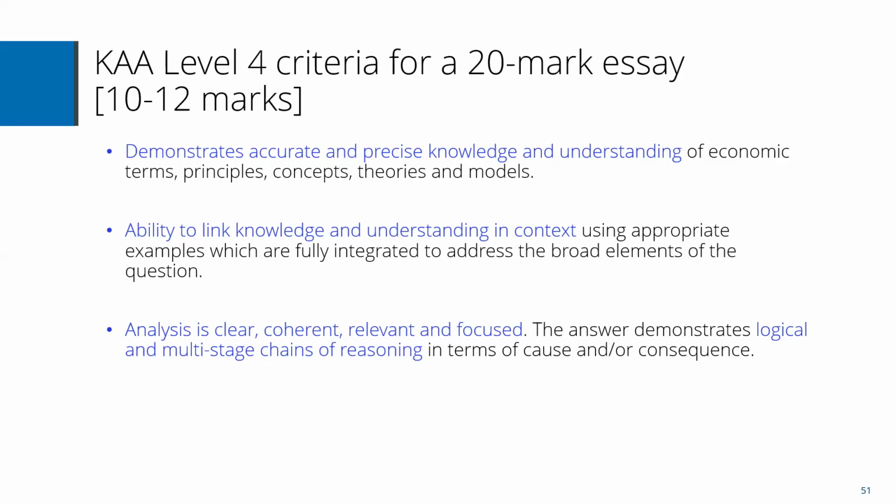But what we are looking for, as you can see from this analysis, this third bullet point here, clear, coherent, relevant and focused analysis. And then the key thing, the answer demonstrates logical and multi-stage chains of reasoning in terms of the cause and the consequence. So what leads to something else, which leads to something else. And remember, this is, it may happen, it could happen. It's not guaranteed to happen, perhaps. Understanding that will is not necessarily the best word to use. Could, should, may is usually a better understanding. It gives that idea that the student understands that better. But yeah, that multi-stage chain of reasoning is what we want.